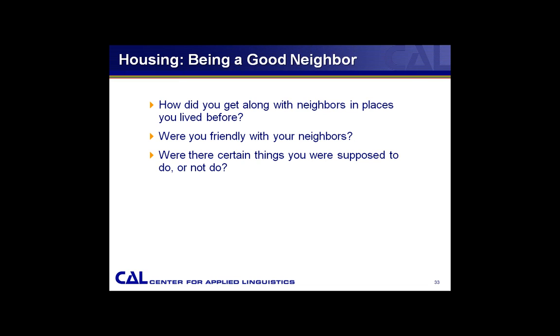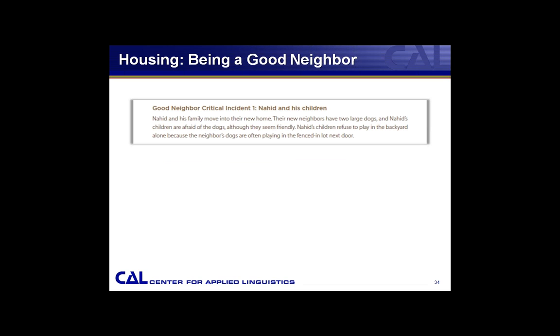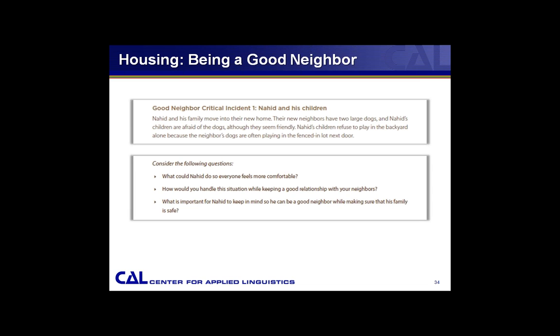There are dogs that are living there, and the children are really afraid of the dogs, even though they do seem friendly. So now his children don't want to play outside because of their fear of the dogs. And then we have discussion questions for small group discussions. What could Nahid do so that everyone feels more comfortable? How would you handle this situation while keeping a good relationship with your neighbors? And then what is important for him to keep in mind so he can be a good neighbor and also ensure that his family is safe?